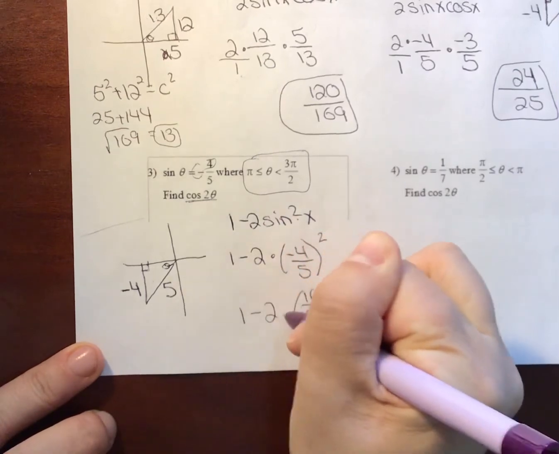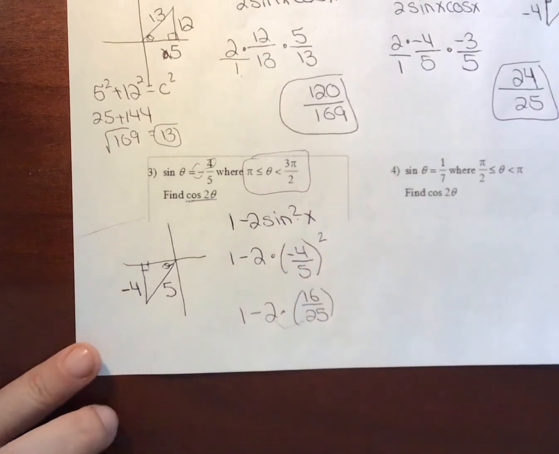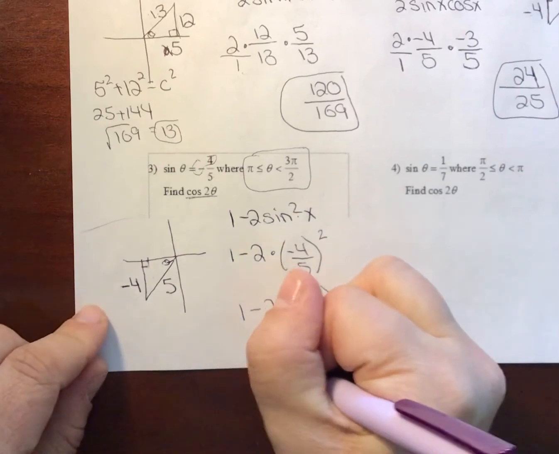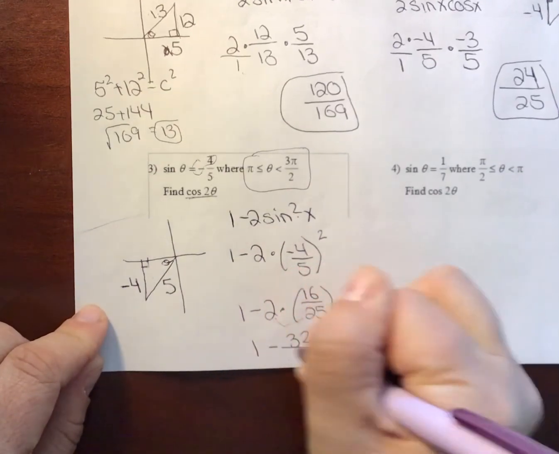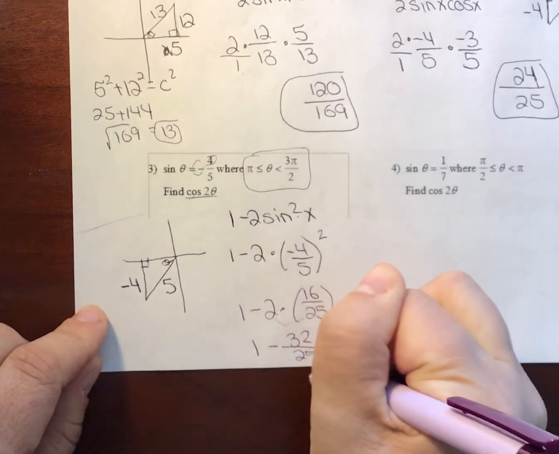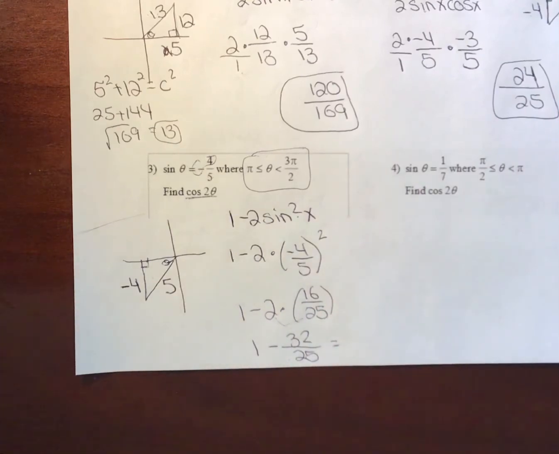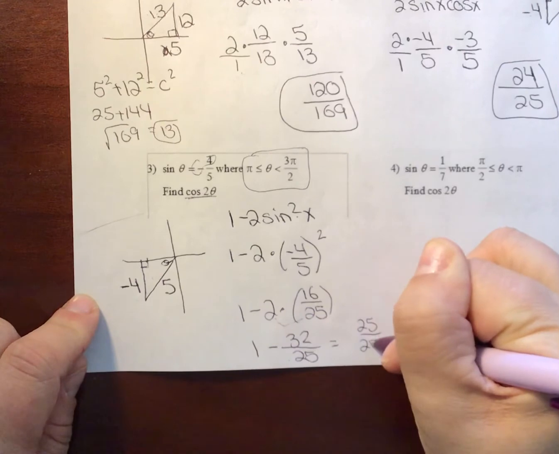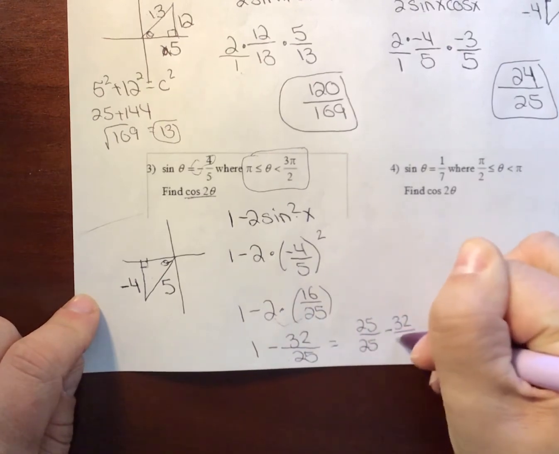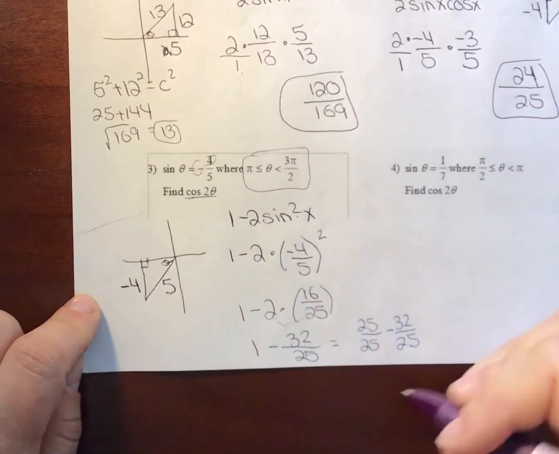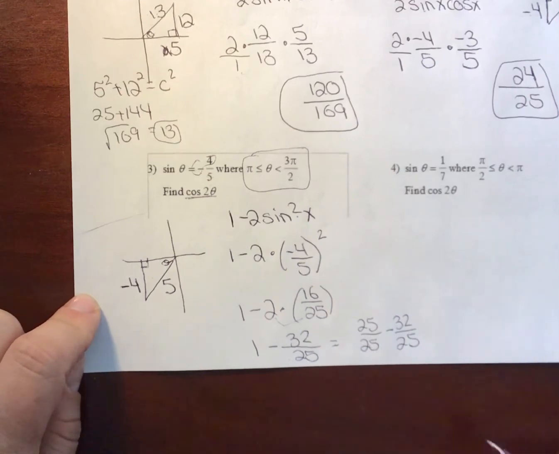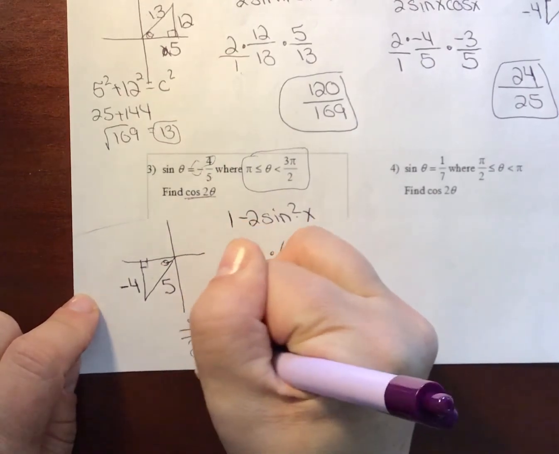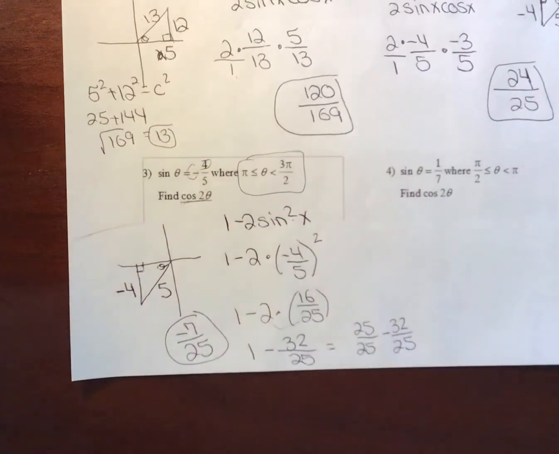So we have 1 minus 2 times. Order of operations says we need to do this first. So it's 1 minus 32 over 25. And then when you get here, you can either use your calculators to do 1 minus 32 over 25, or you can change 1 to a fraction, which would be 25 over 25 minus 32 over 25. So your final answer to this one is negative 7 over 25.